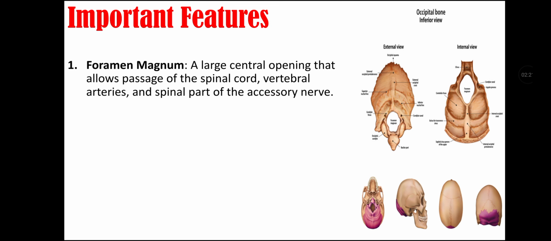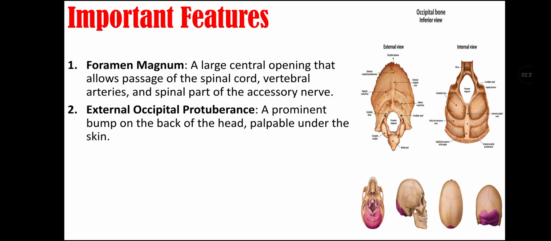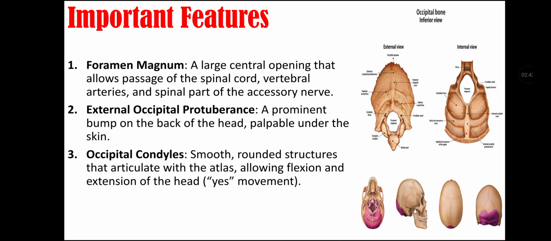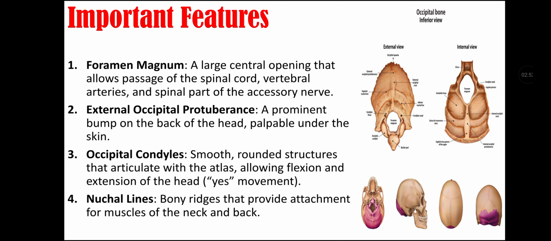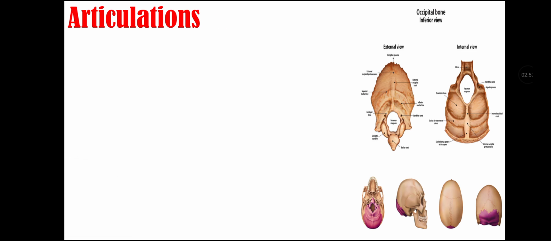Important features of the occipital bone include the foramen magnum, that is a large central opening that allows passage of the spinal cord, vertebral arteries, and spinal part of the accessory nerve. Second, it has the external occipital protuberance, that is a prominent bump on the back of the head that is palpable under the skin. Third are the occipital condyles, that are smooth rounded structures that articulate with the atlas, allowing flexion and extension of the head, that is nodding movement. Then it has nuchal lines that are bony ridges that provide attachment for muscles of the neck and back.